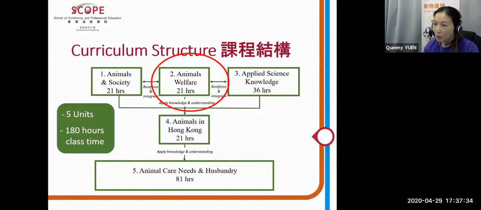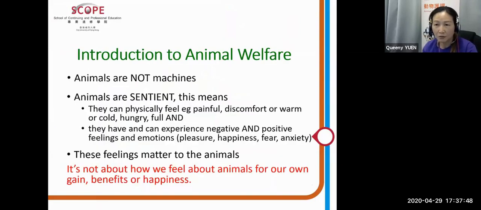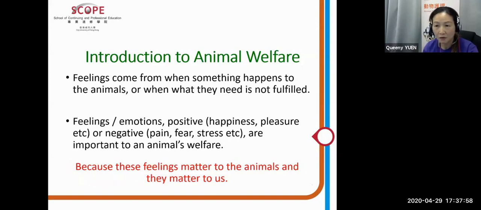Very quickly now, we move on to Module 2, Animal Welfare. All animals, including human beings, need welfare in order to live good and healthy lives. Other animals are no exception. Central to the concept of animal welfare is the fact that animals are sentient, meaning they can feel and have emotions.